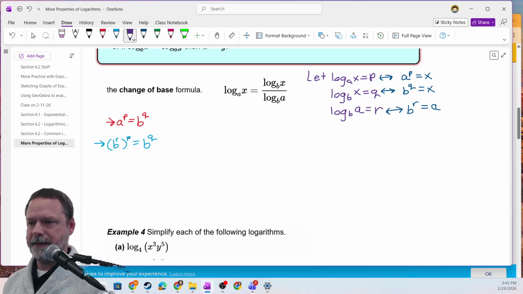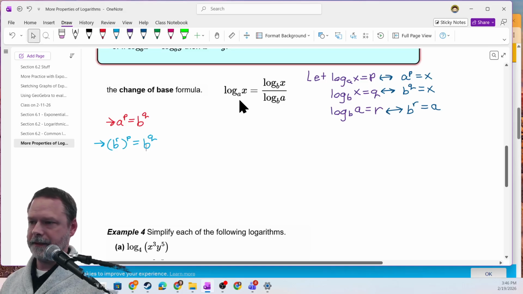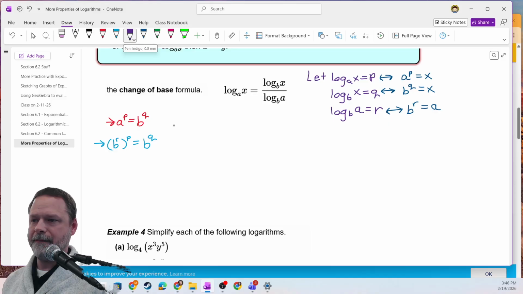All right, let's see where this takes us. See if we can get what we want. Now, what do I really want? If we're thinking about this, log base a of x is p. What I really want is to get p by itself, and hopefully I'll get p equals q over r, since log base b of x was q. So right now I have it looking pretty good. I got b as a base on both sides, so I think we'll be able to get rid of it.